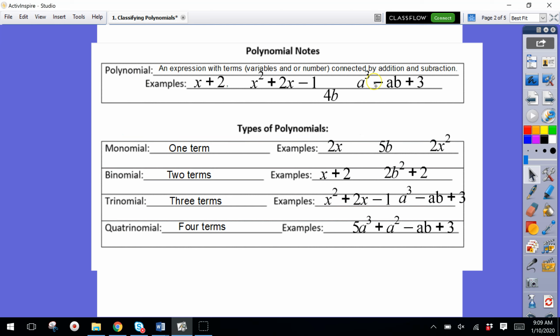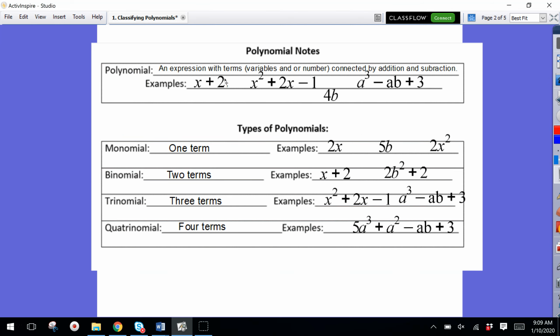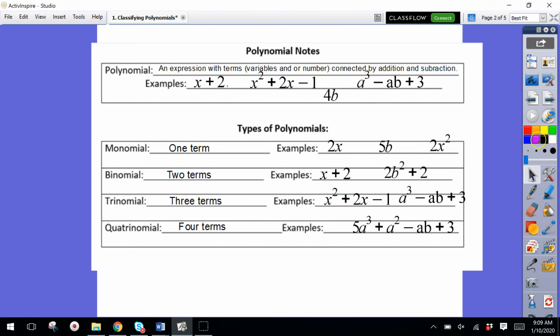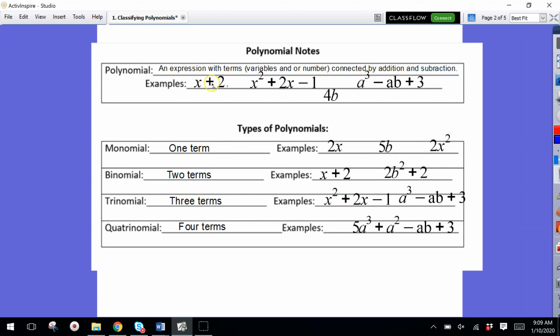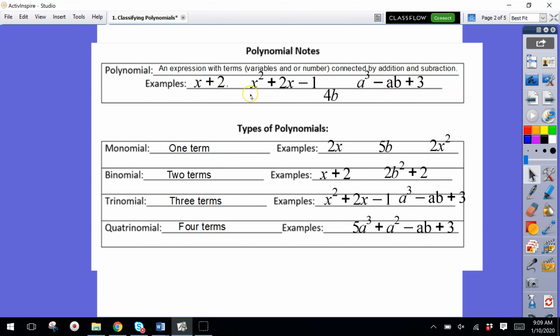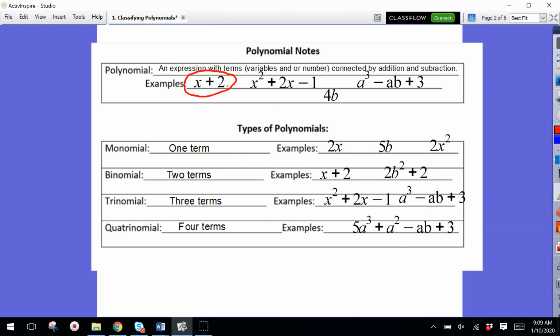So basically, the definition of a polynomial is it's an expression with terms. And a term is just variables and or a number connected by addition and subtraction. So anything right here in these examples would be a polynomial. So x plus 2, that's a polynomial. And let me separate them so you can see. So this would be a polynomial. And this is a linear polynomial actually because we've already been working with things that look like x plus 2.